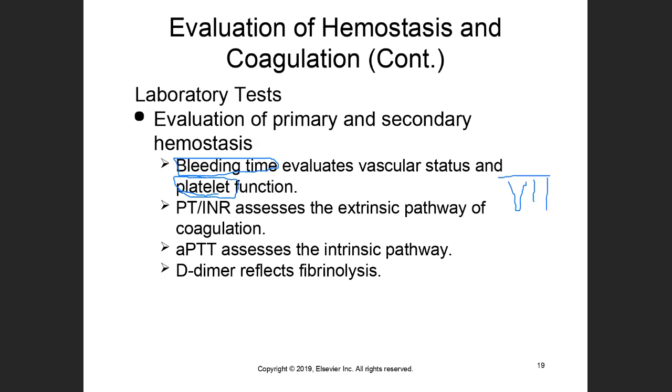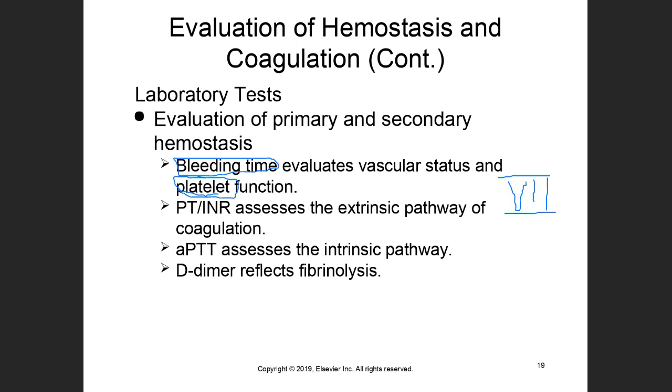Seven and 13, but the most important is 7. PTT is extrinsic pathway, and then in PTT you have factor 8, 9, 11, 12. You have to know 8, 9, 11 because a problem with factor 8 is hemophilia A, a problem with factor 9 is hemophilia B, and a problem with factor 11 is hemophilia C. Okay. And D-dimers is the fibrinolysis.